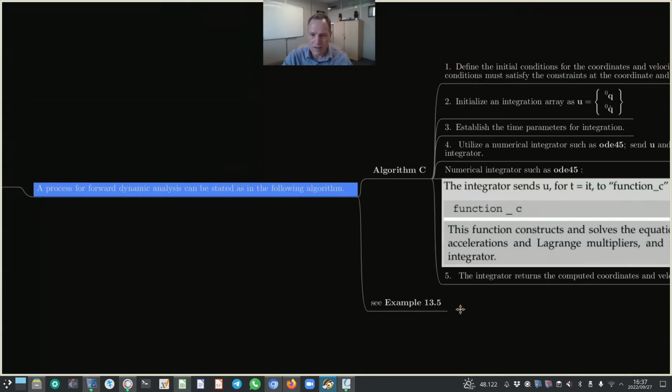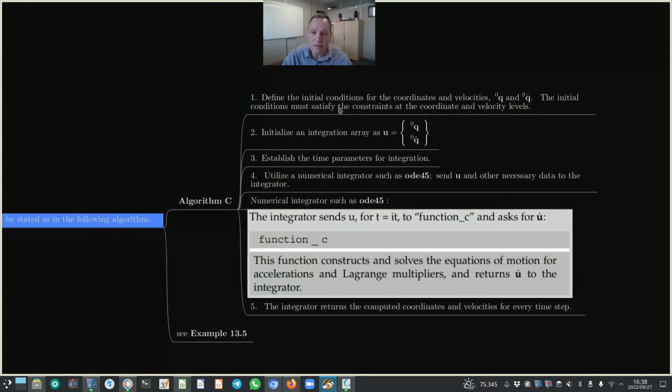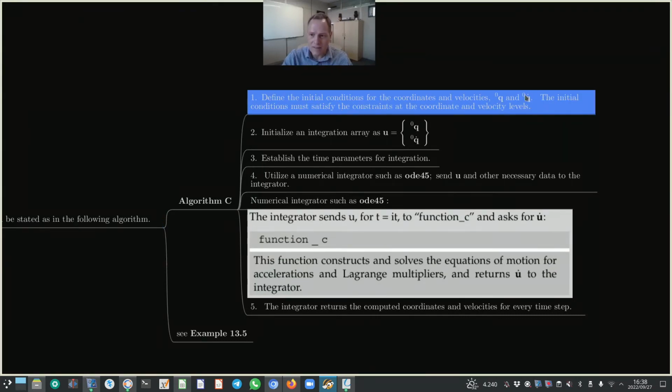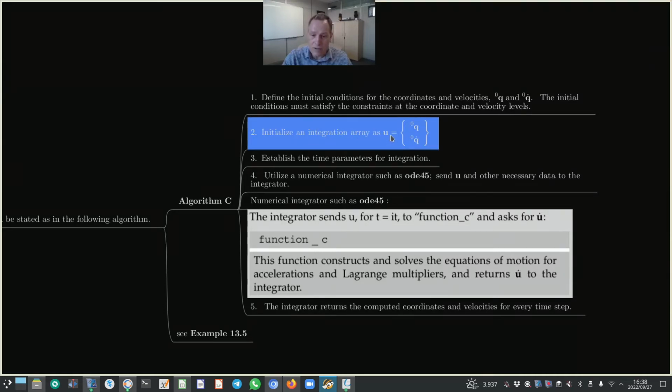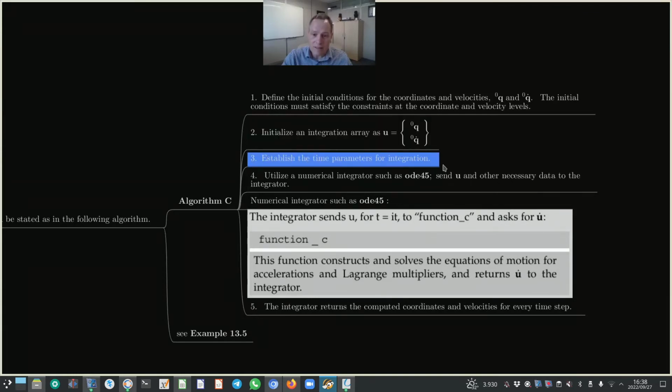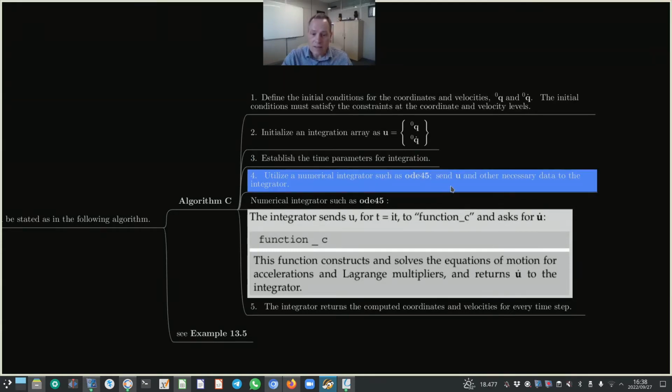This is given by algorithm C. We define the initial conditions for the coordinates and velocities, q0 and q dot naught. The initial conditions must satisfy the constraints at the coordinate and velocity levels. Then we initialize the integration array as u equals q0, q dot naught. We establish the time parameters for integration, and we utilize a numerical integrator such as ODE45, which is a variable step size integrator, as we discussed earlier in this lecture. We send this initialized integration array and other necessary data to the integrator.